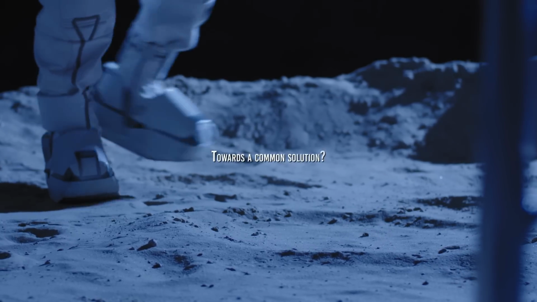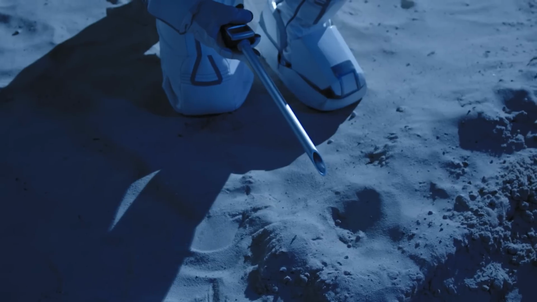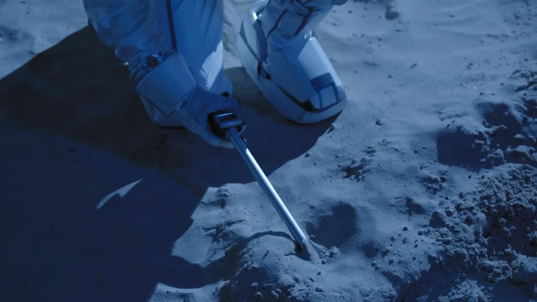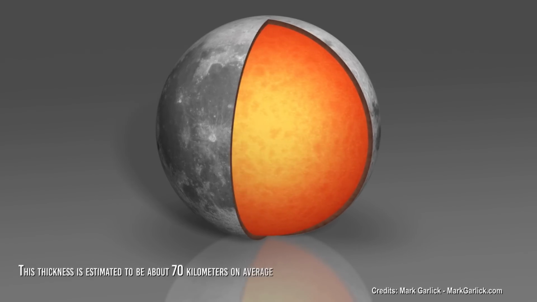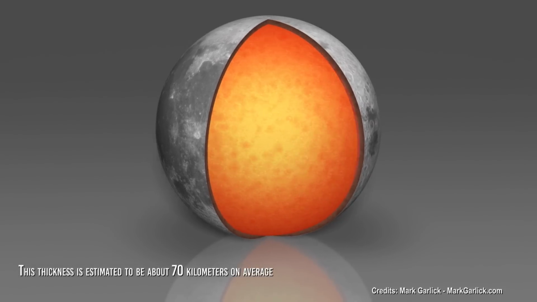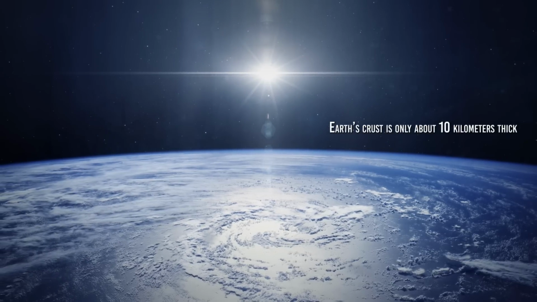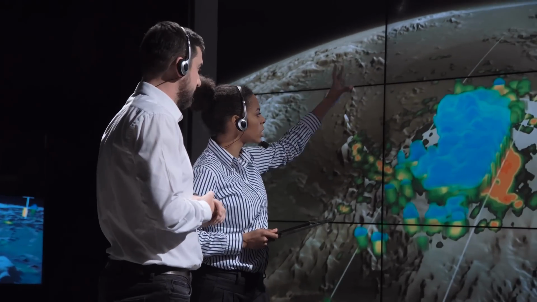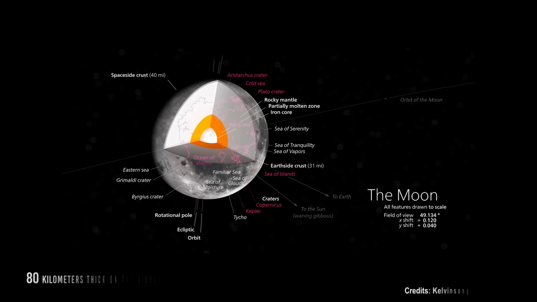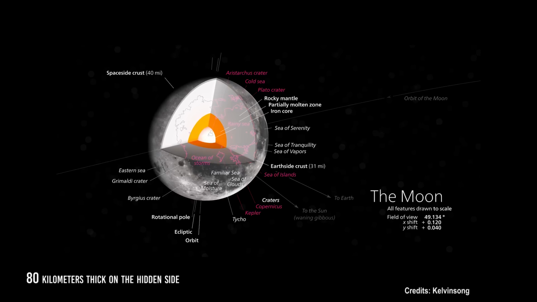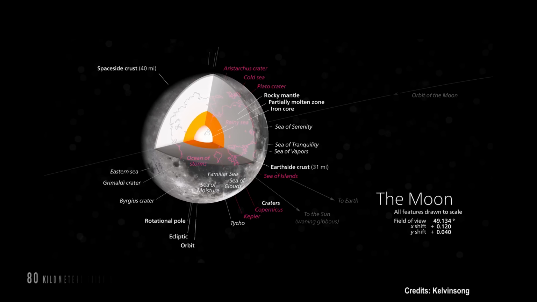Towards a common solution? The explanation proposed today to answer this question is based on the difference in the thickness of the lunar crust. This thickness is estimated to be about 70 kilometers on average. For comparison, the Earth's crust is only about 10 kilometers thick. But observations have shown that the crust is about 60 kilometers thick on the visible side, while it is more than 80 kilometers thick on the hidden side. And with that, a conclusion seemed to have been reached.